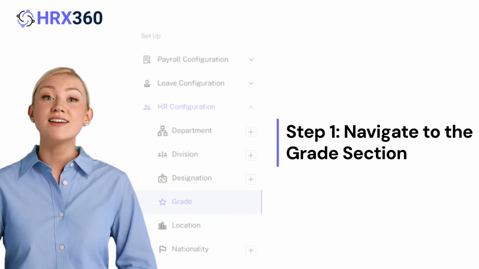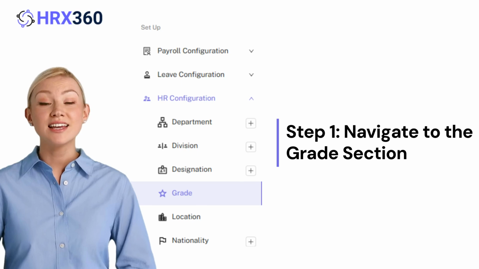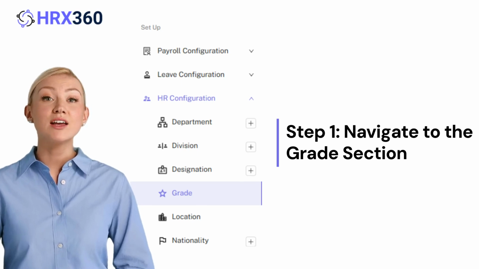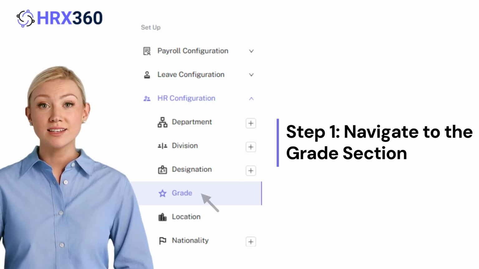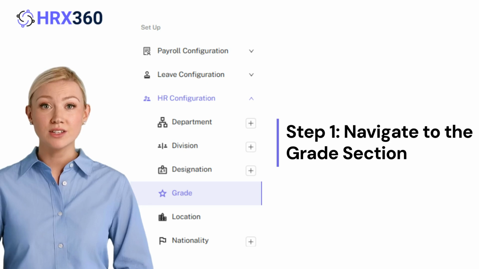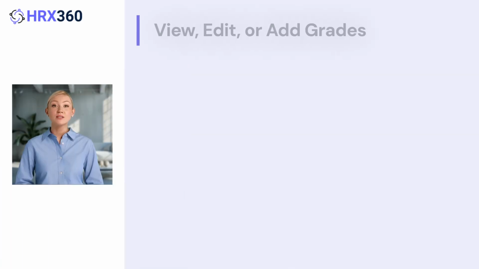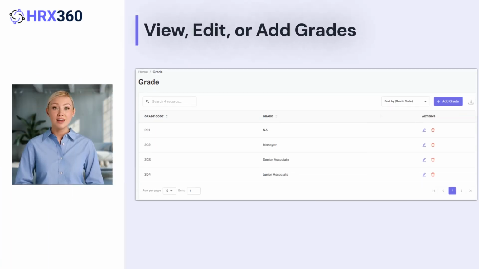To get started, navigate to the Setup menu, then select HR Configuration. Under HR Configuration, click on Grade. This will take you to the Grade Master page. On this page, you'll see a list of all existing grades. From here, you can view grade details, edit an existing grade, or add a new one.